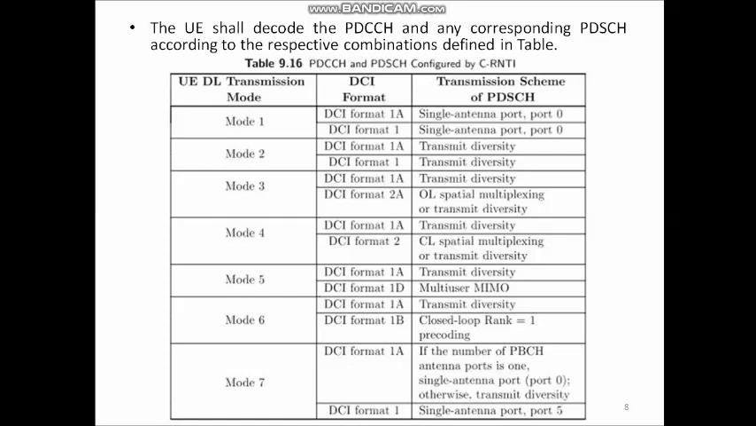Suppose a user equipment is configured in mode 3 or mode 4. If the user equipment receives a format 1A assignment, then it will assume that transport block 2 is disabled and physical downlink shared channel transmission is assigned with transport block 1. So, from the table you can see that for this, transmit diversity is applied. So, this is how the user equipment will decode the PDCCH and PDSCH based on the combinations given here.